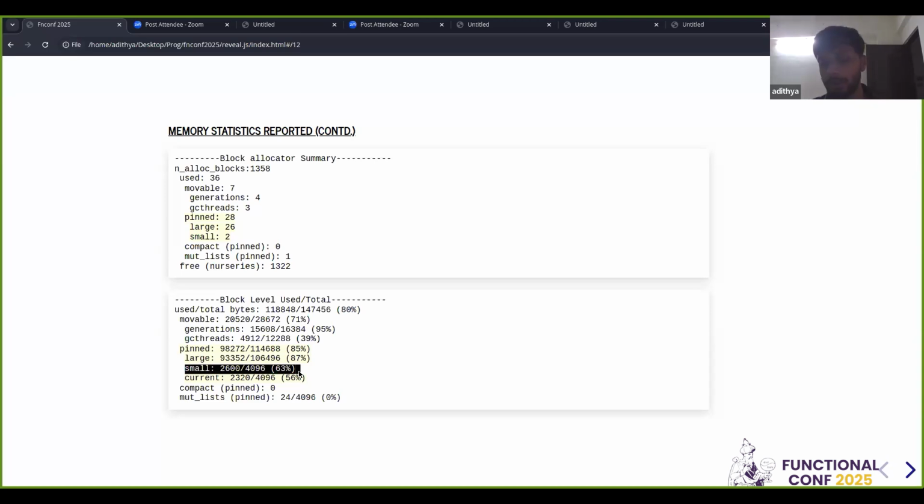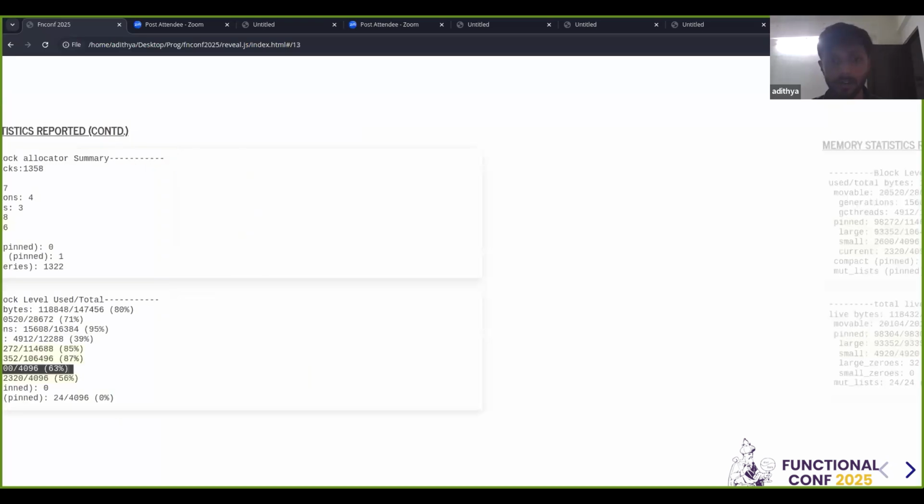The blocks that have small pinned allocations here. So it says that out of the 4K, 2600 memory is used. Rest of the thing is slop. The point is, out of this 2600, if all of the 2600 bytes here are live, that means there is no fragmentation. Out of the 2600, there could be dead memory as well. I mean, that we'll have to figure out later, right? We will be doing that now.